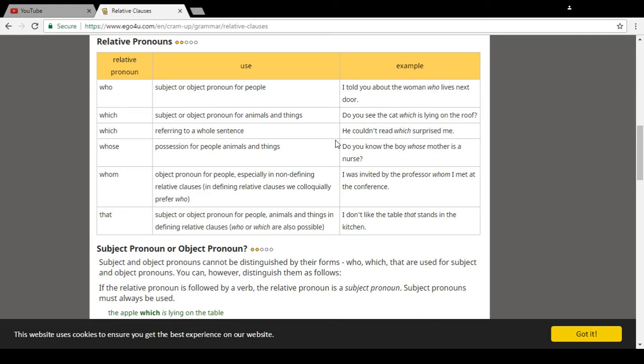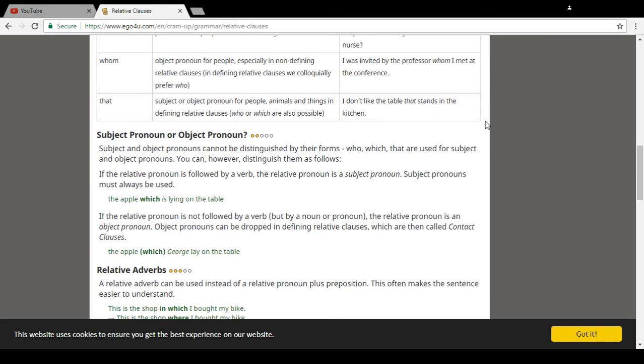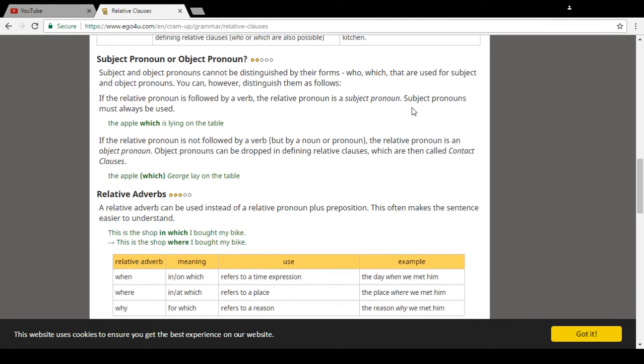Da li znaš dječaka čija je mati sestra, medicinska sestra? I was invited by the professor whom I met at the conference. Znači, mene je pozvao profesor koga sam upoznao na konferenciji. I don't like the table that stands in the kitchen. Ne volim kaže, stol koji stoji u kuhinji. Ne možeš sad ovdje reći who, glupo je. Mada kaže ovdje da je moguće, ali nemojte to slušati.